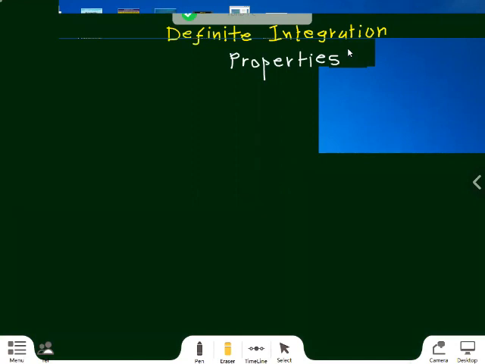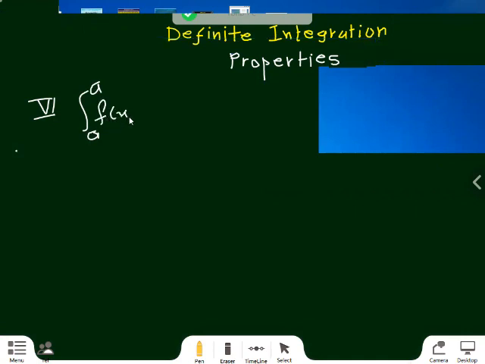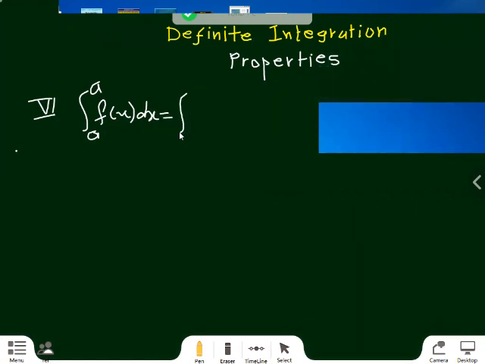So next is property number 6. Next is property number 6. Now what is the property number 6? Integration from 0 to a, f of x dx equals to integration from 0 to a, f of a minus x dx.